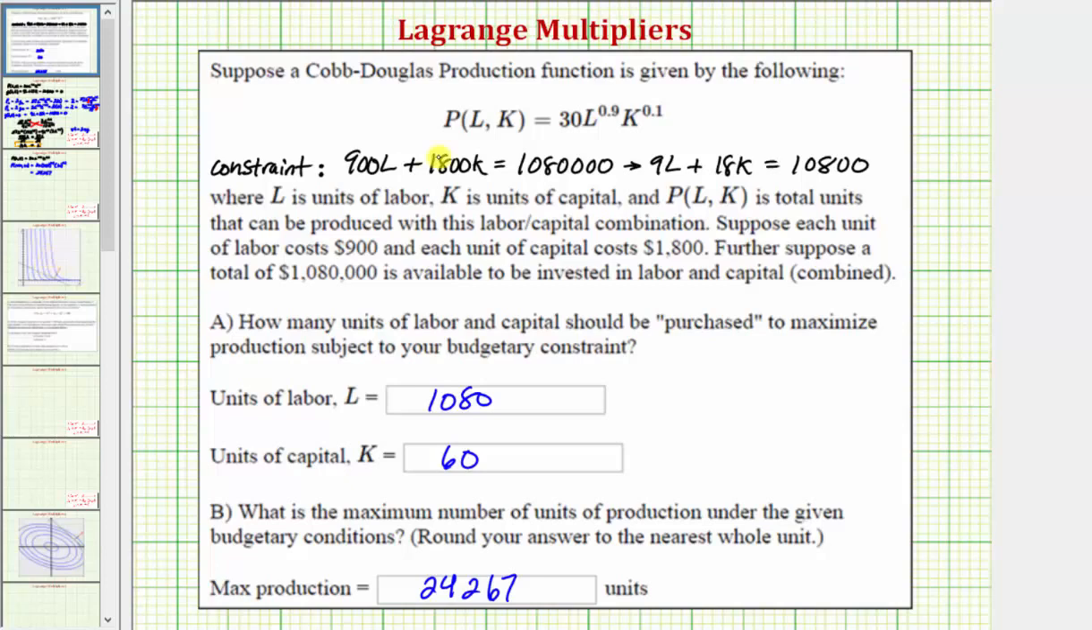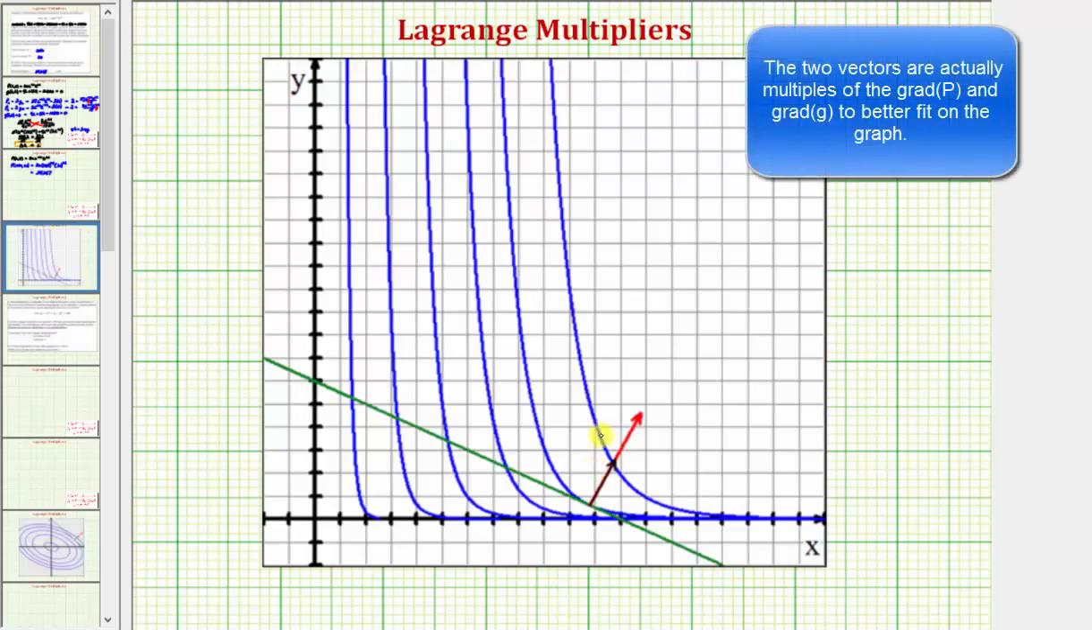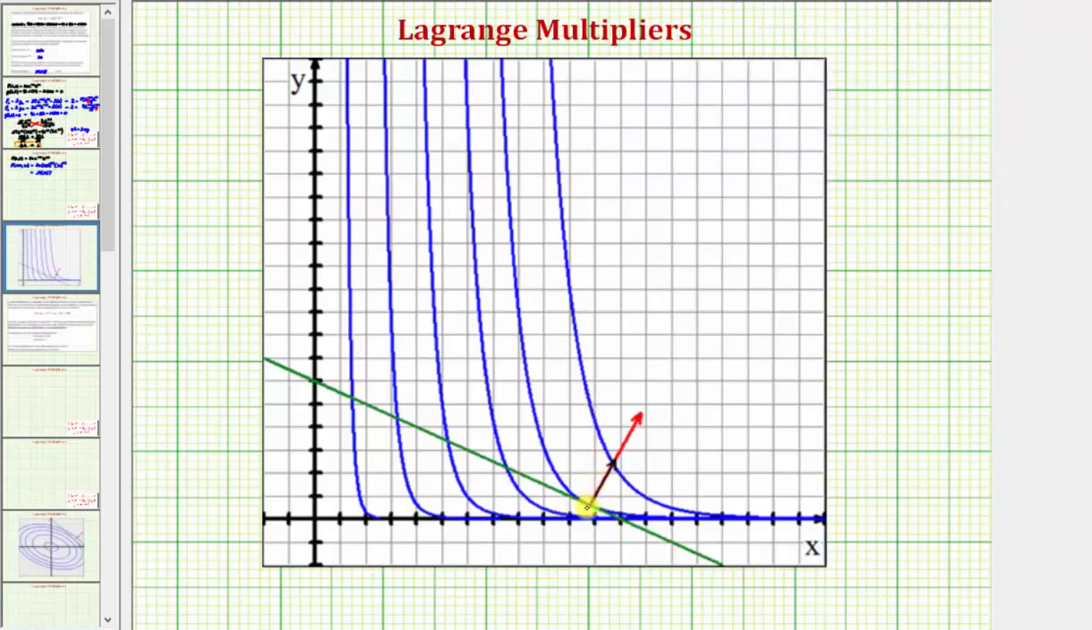We're going to graph the level curves for P of L, K, as well as the constraint G of L, K. So we see the level curves of P and G graphed here in blue and green. And these two vectors here, the black vector and the red vector, are the gradient of P and the gradient of G. Notice how when the level curves are tangent to one another, both the gradient of P and the gradient of G are multiples of one another, which is the whole idea behind the method of Lagrange multipliers. So this point here is the point where the production is maximized under the given constraints.